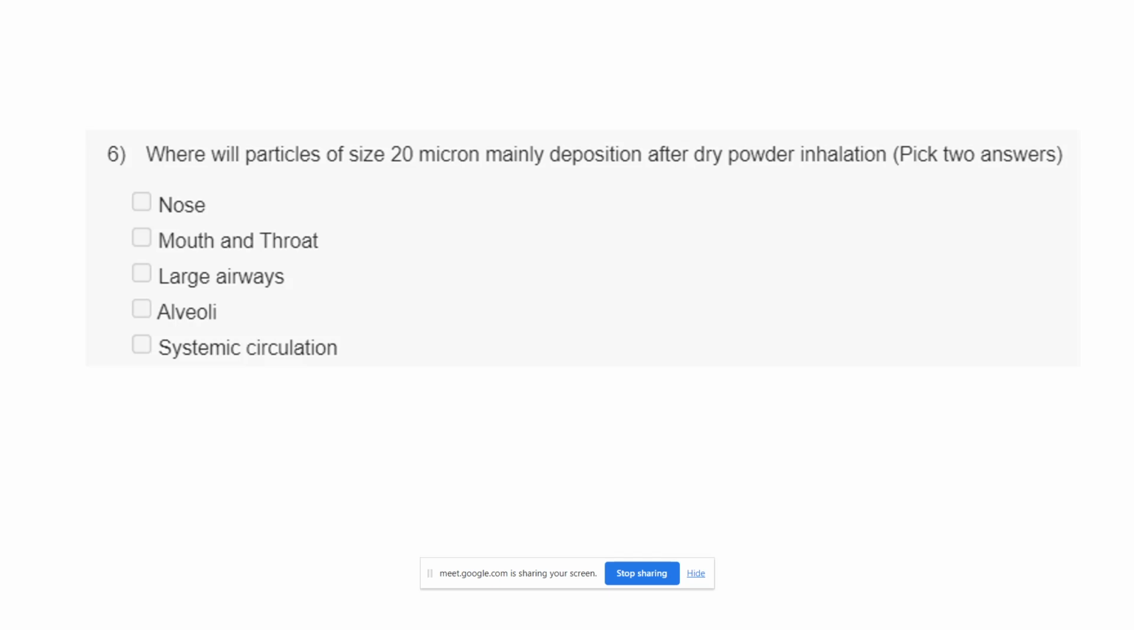Next, the sixth question was, where will particles of size 20 micron mainly deposit after dry powder inhalation? You have to select two options here. So particles of size 20 micron would be mostly deposited in the mouth and throat and large airways.